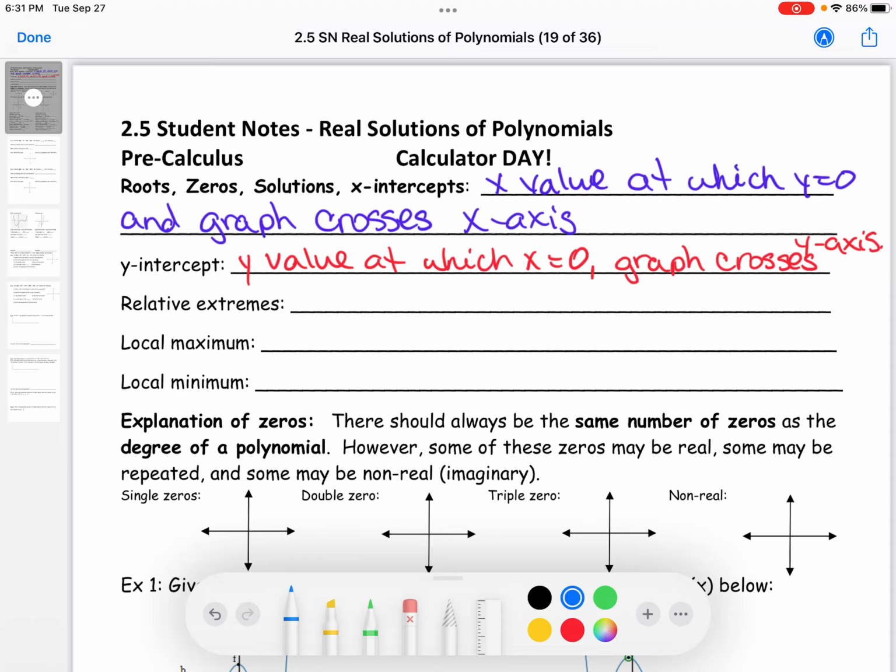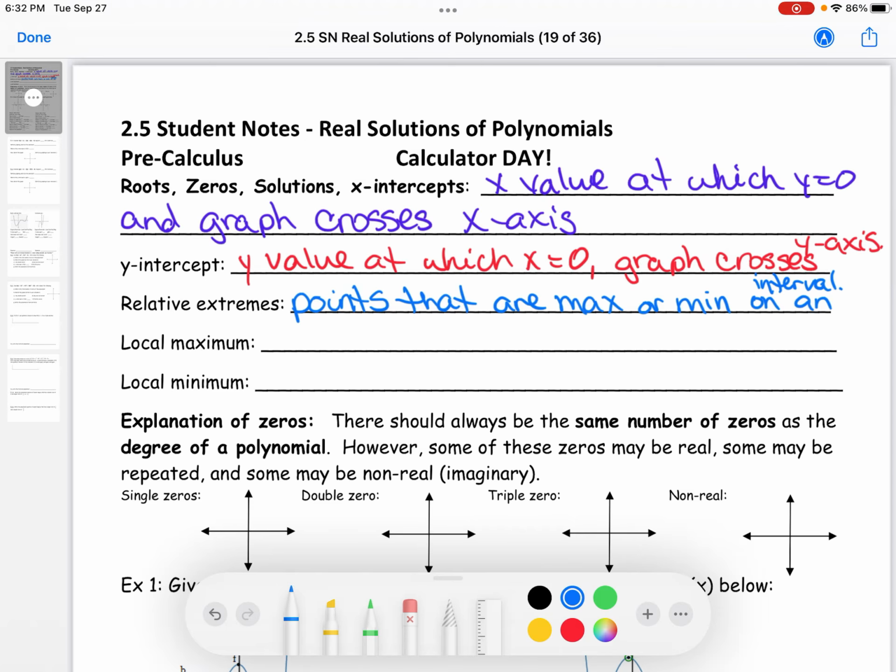Now, something that may be a little new: relative extremes. These are points on a graph that are either a max or min on an interval. Meaning, given a specific piece of the domain of the graph, a relative extreme will be a max or a minimum in that interval.